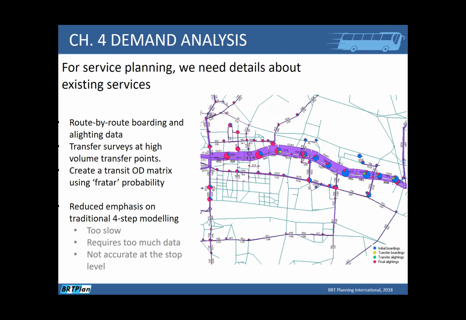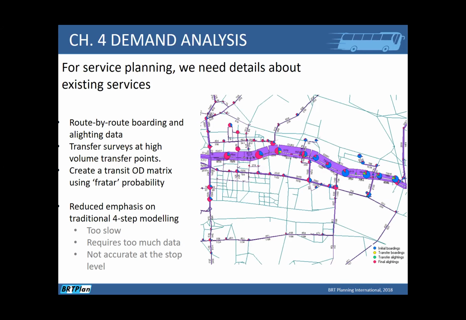Before we dive into Chapter 6, I just wanted to give a very brief few slides about what is in chapters 4 and 5, because of the key information you need to know for Chapter 6. So Chapter 4 is about the estimation of the demand on your future BRT corridor.